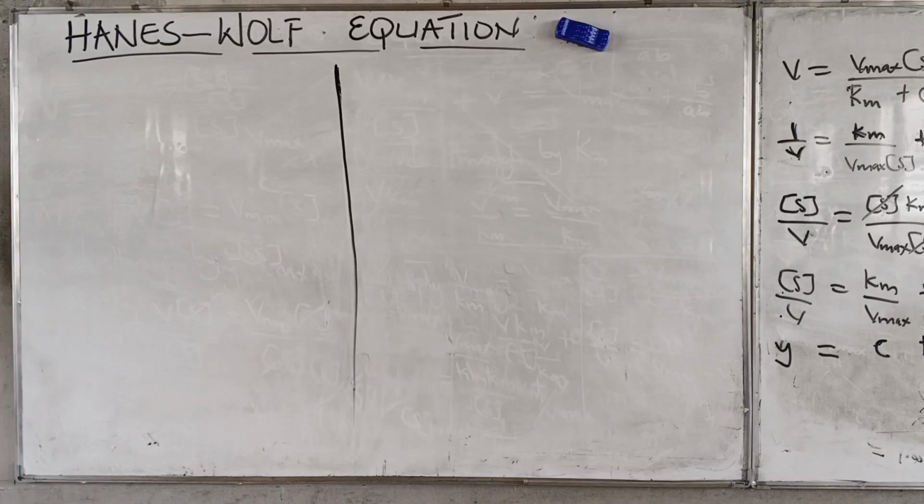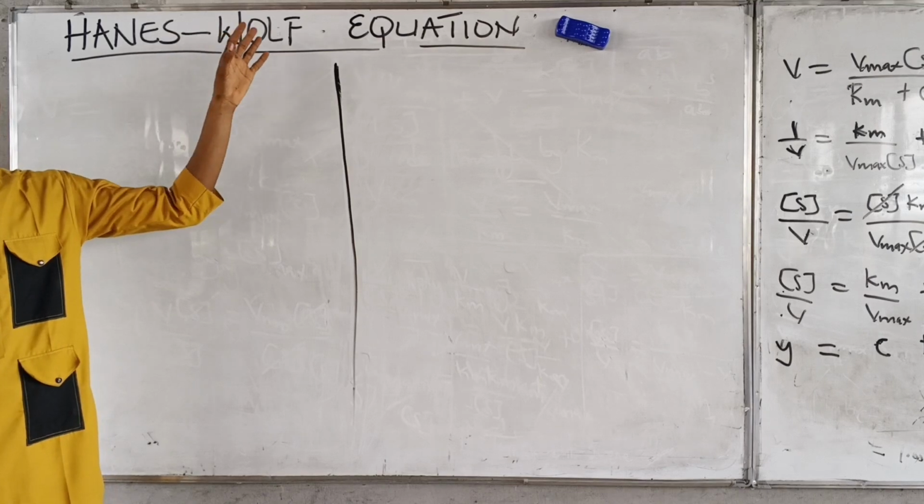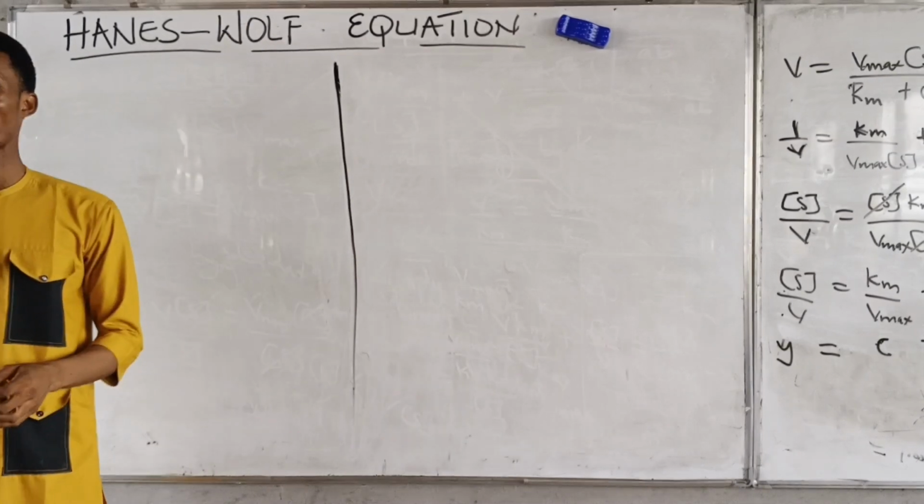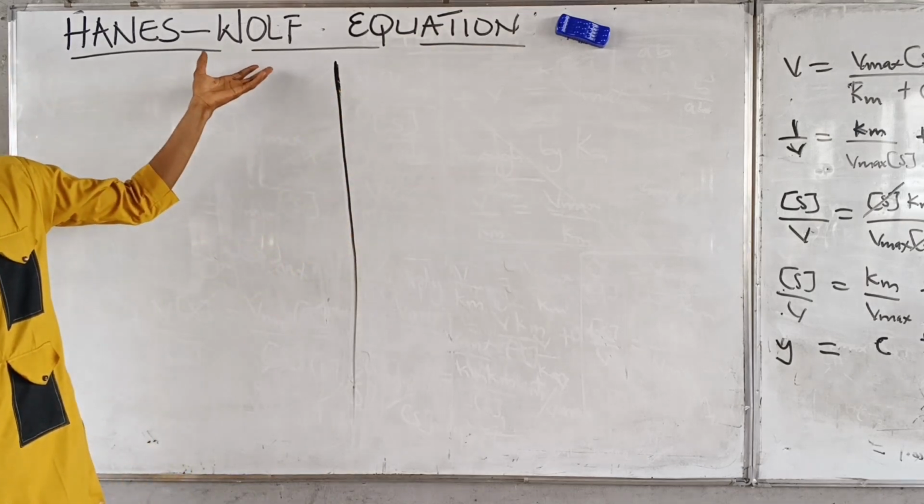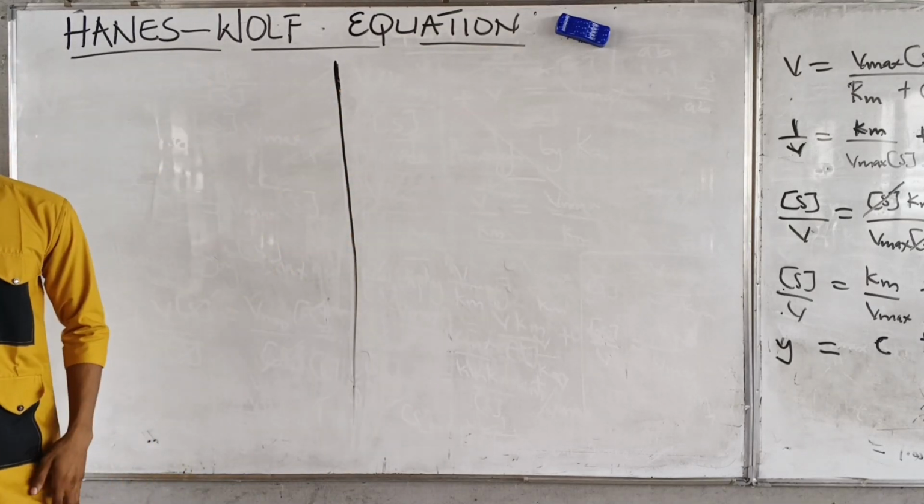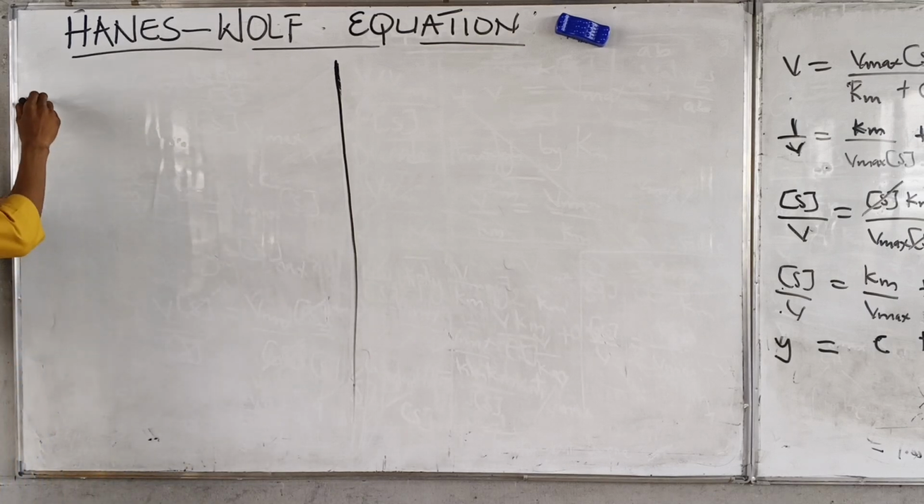All right, please let's look up. So for the Hans-Woolf equation, we are also getting it from Michaelis-Menten. It's one way of modifying the Michaelis-Menten equation. But first, from the Michaelis-Menten equation, V equals what?